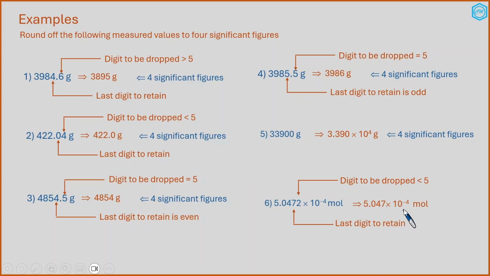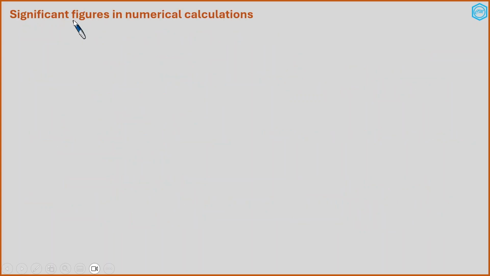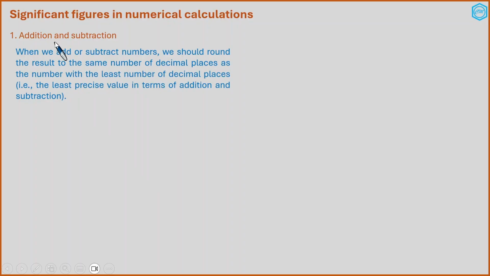5.047 into 10 raised to minus 4 mole, and 4 significant figures are there. Now let us learn how we use significant figures in numerical calculations. First we consider addition and subtraction.